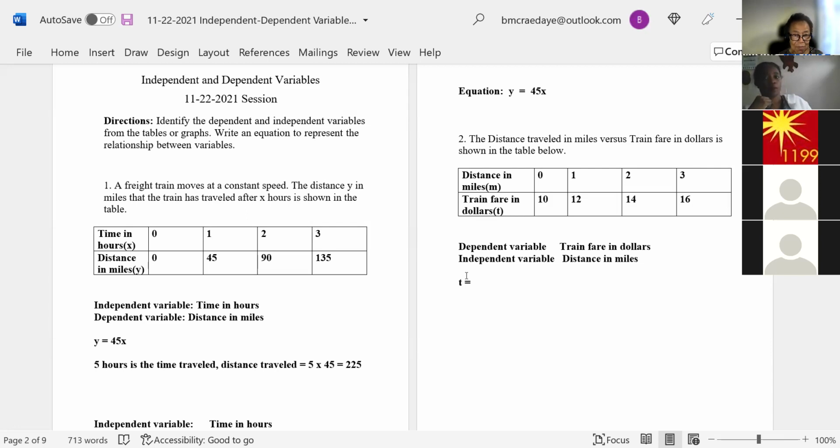Are you talking to me, Ms. Barber? Well, you can't see the table, so that's a problem. I can't, yeah. Does anyone see a relationship there between the distance traveled in miles versus the fare? Distance traveled in miles and the fare. Right. T is the output, T.